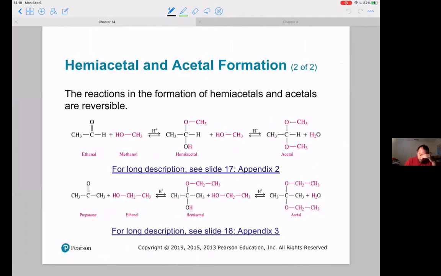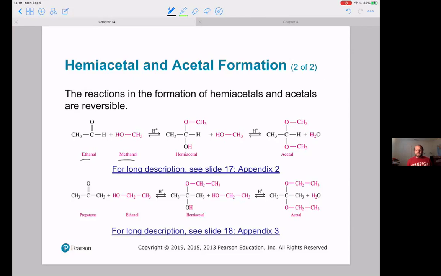Okay. These are readily reversible reactions. Readily reversible, meaning that they're constantly going back and forth, back and forth. So if we were to mix an aldehyde and an alcohol, we would get acetal formation, but we would also get them forming and breaking up all the time.